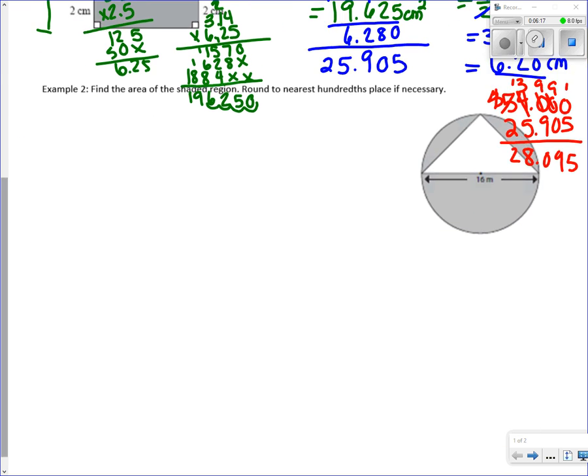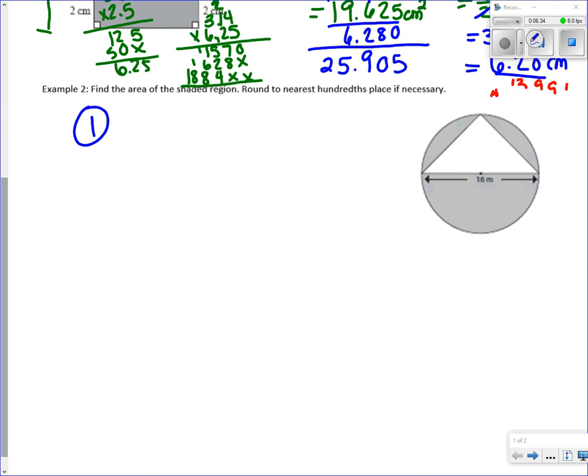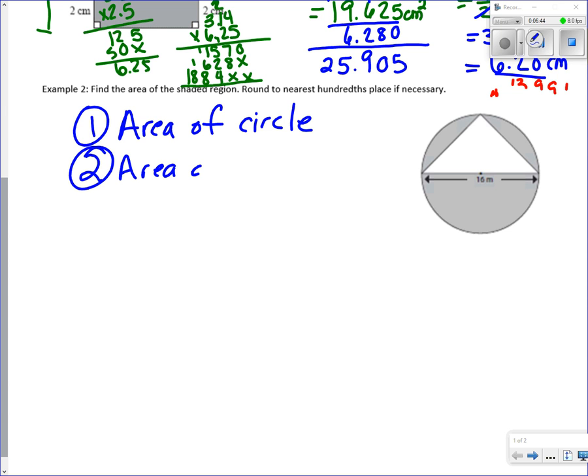Okay, example 2. So we're looking at the shaded area. We have this triangle inside of the circle. Again, we want to find the area of the shaded part minus the white part. So I like to get a game plan. So the first thing I'm going to do is I'm going to go find area of circle. Then I'm going to find the area of the triangle.